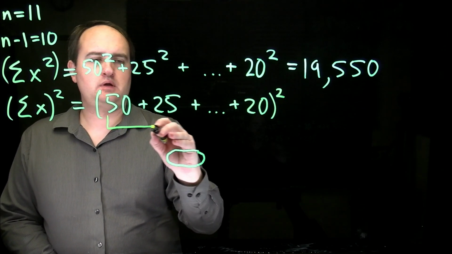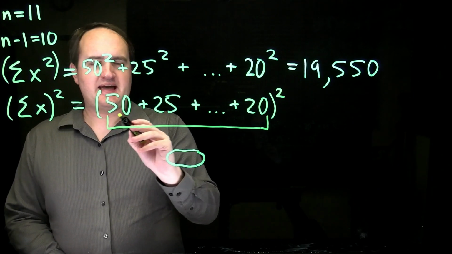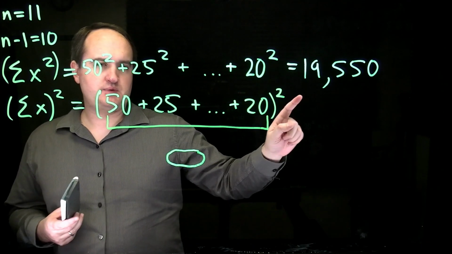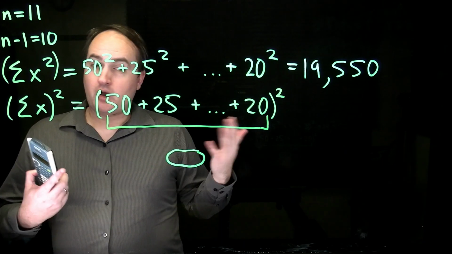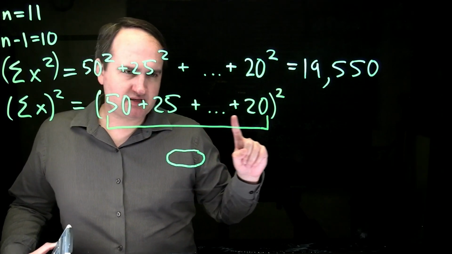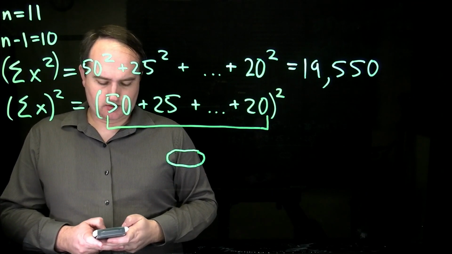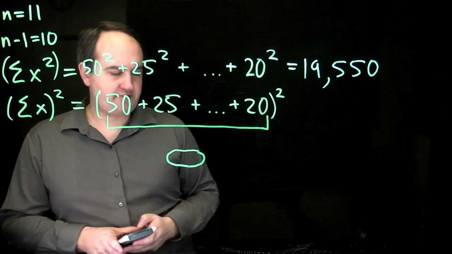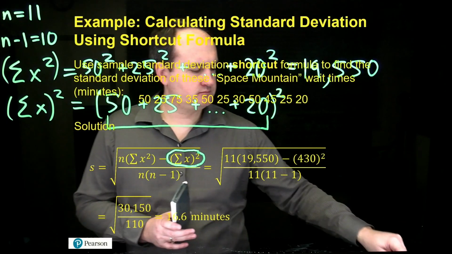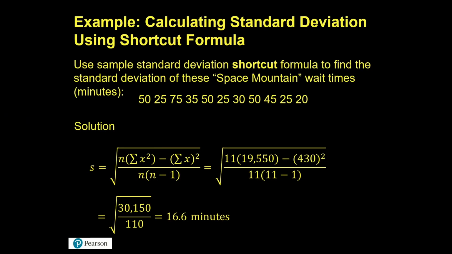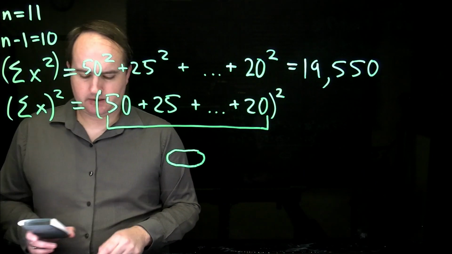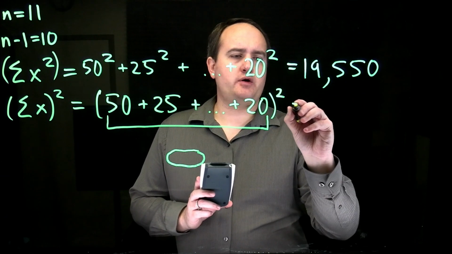Okay, so we add all these up first on our calculator, and then we square the result. Although on most calculators, you should probably be able to just type this in all at once. So 50 plus 25 plus 75 plus 35 plus 50 plus 25 plus 30 plus 50 plus 45 plus 25 plus 20. So when you add up all the numbers, you should get 430.